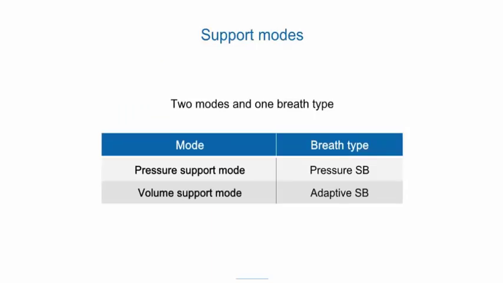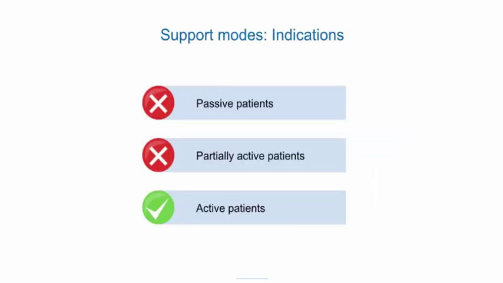Support modes. This group has 2 modes, pressure support mode and volume support mode. Each has just one breath type, pressure SB for pressure support mode, and adaptive SB for volume support mode. In support modes, there is no backup rate. The ventilator delivers a spontaneous breath immediately after a valid patient trigger is detected. Otherwise, it keeps waiting. Therefore, support modes are indicated for active patients only. Always enable apnea backup function in a support mode for patient safety.